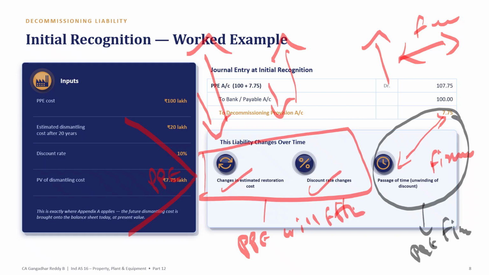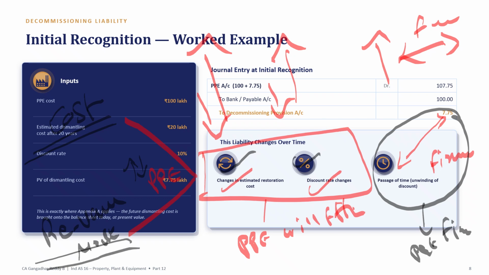But if the change is due to these two situations, you should check the PPE increase or decrease. Again, here also, are we following the cost model or the revaluation model? What we do if we follow the cost model, and what we do if we follow the revaluation model, that we will discuss now.